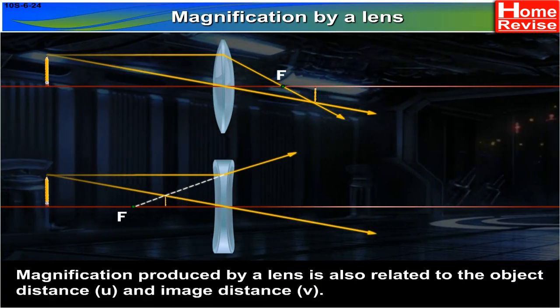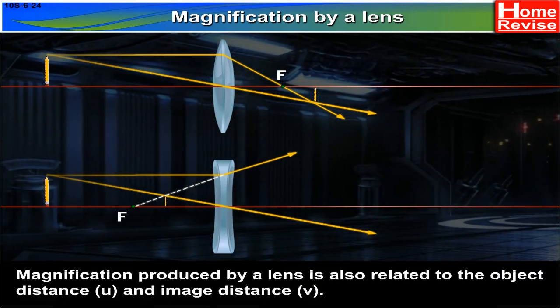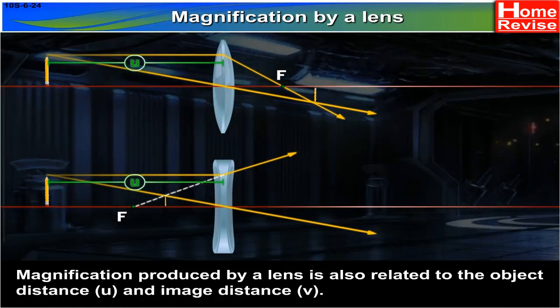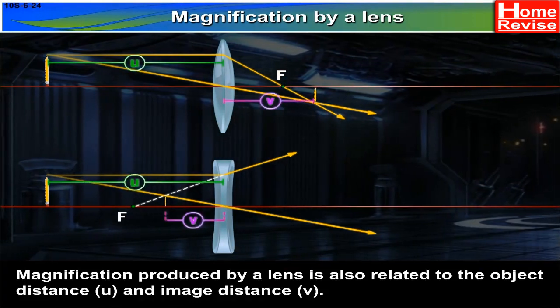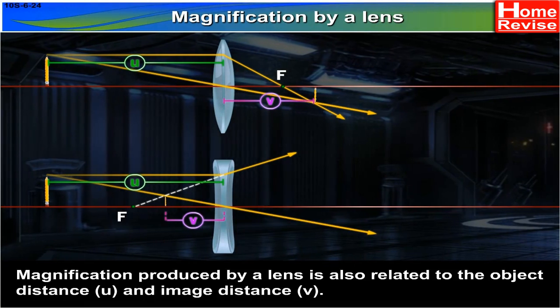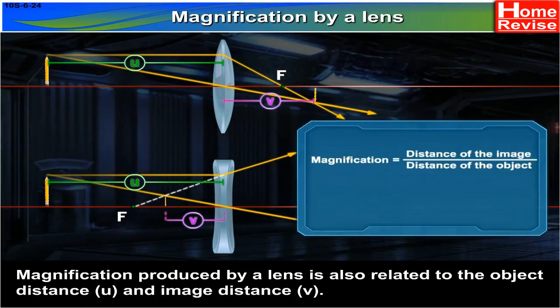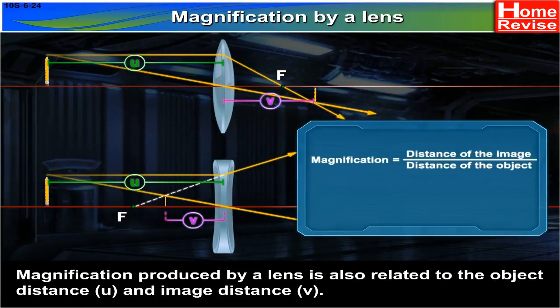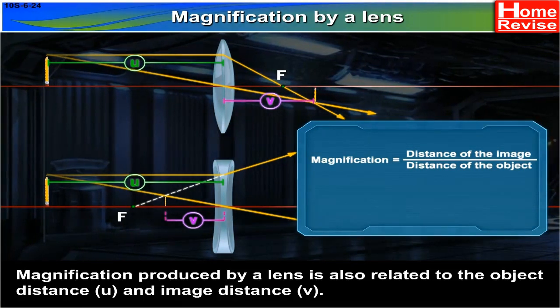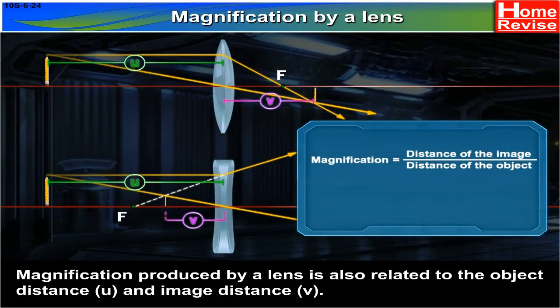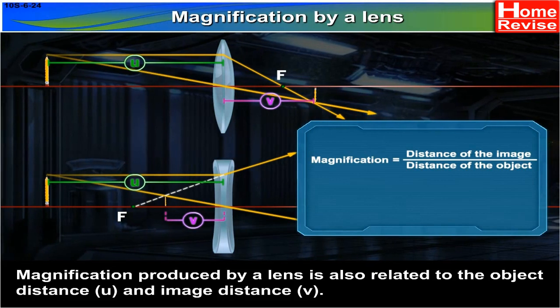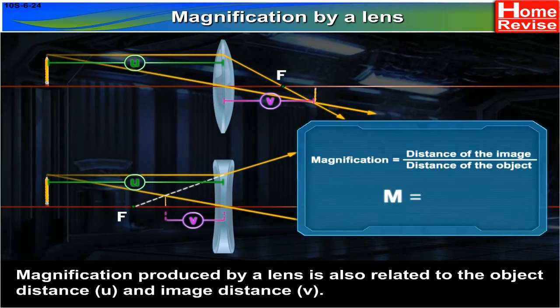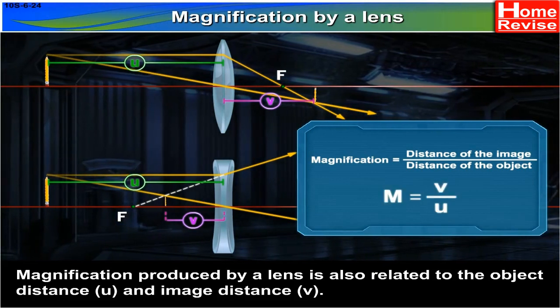Magnification produced by a lens is also related to the object distance u and image distance v. The relationship is given as magnification is equal to distance of the image upon distance of the object. M is equal to v upon u.